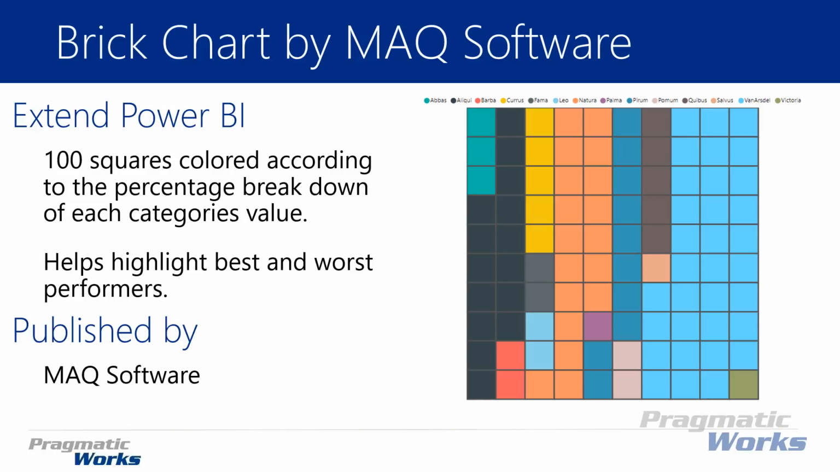So on the right hand side you're seeing different manufacturers, and for the value that you provide, whether it be sales or quantity or whatever it may be, the percentage each of those values takes up is the number of squares that are going to be highlighted or colored. The idea here is it's designed to help you identify the best or worst performers. The ones that have the most squares are the better performers, the ones that have the least number of squares are the worst performers. So it's a pretty simple visual.